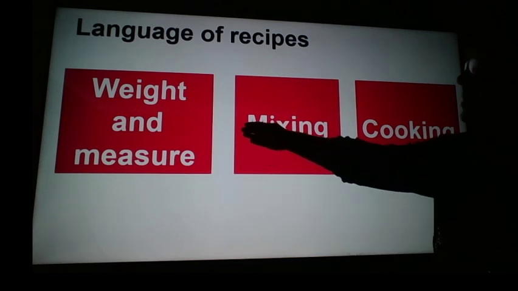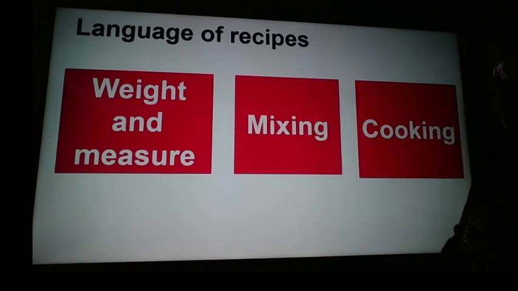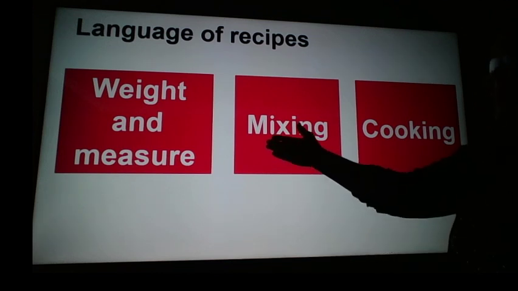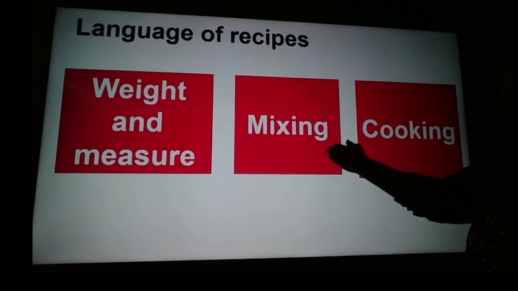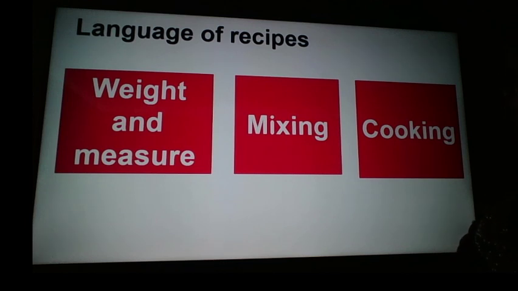But for our recipes, we need to know what's the weight, what's the measure. Are you using a pint of something? Are you using a teaspoon or tablespoon? Because they're classed as a measure. And in recipes as well, we have the language for mixing, the words that tell you how to put the ingredients together. And we also have the language of cooking. So not everything is cooked in the oven. So it's quite important that we look at the language of recipes.